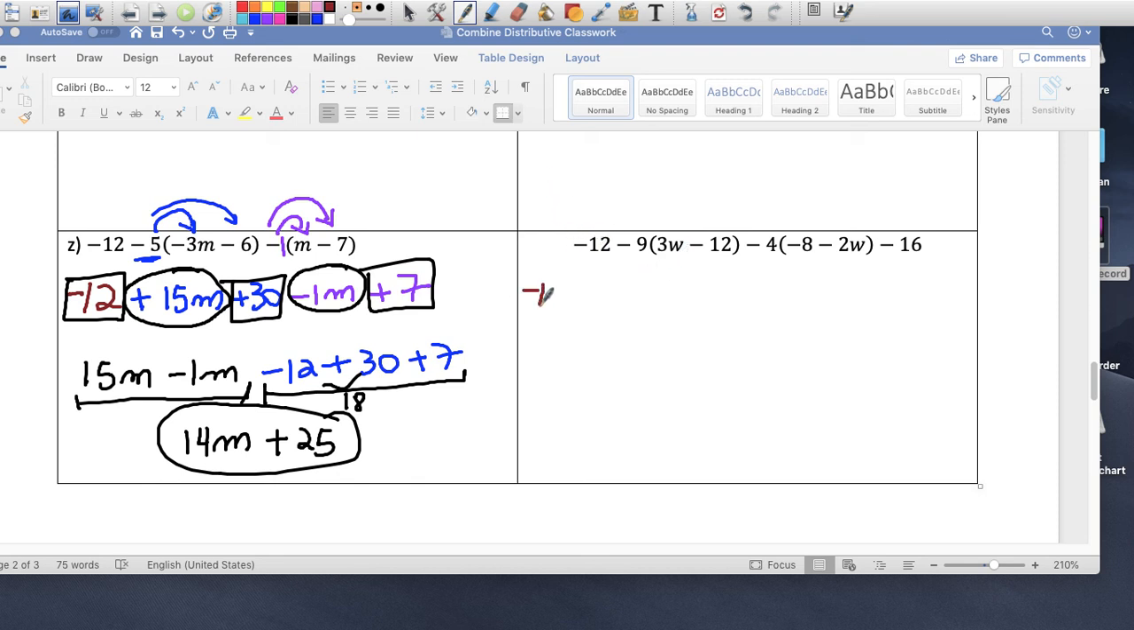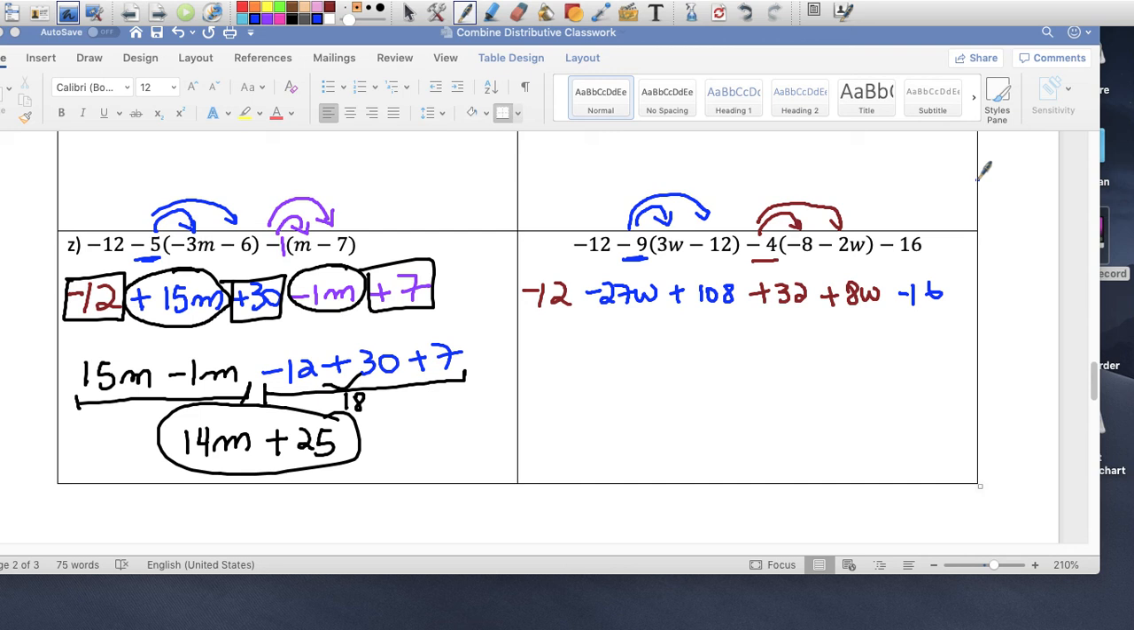So negative 12 just hangs out here. I'm just going to put it on the side. Let's do the other ones. Negative 9 here. So negative 9 and 3 is negative 27w. Negative 9 and negative 12 is going to be positive 108. And then I'm going to change colors. And then negative 4 and negative 8 is positive 32. Negative 4 and negative 2 is going to be positive 8w. And that negative 16 over there does absolutely nothing. Okay, it's nothing to do with anything.